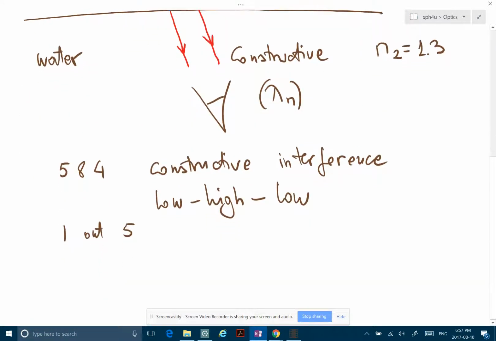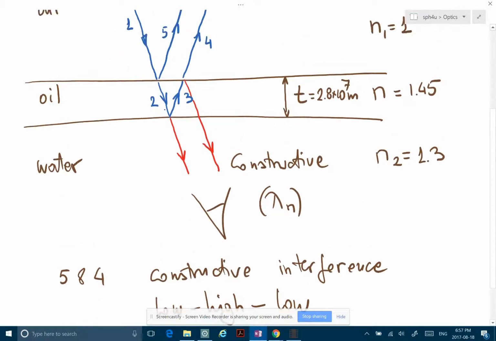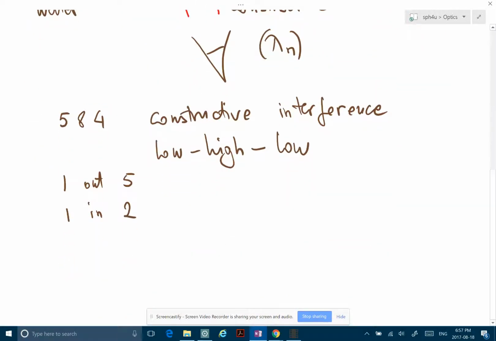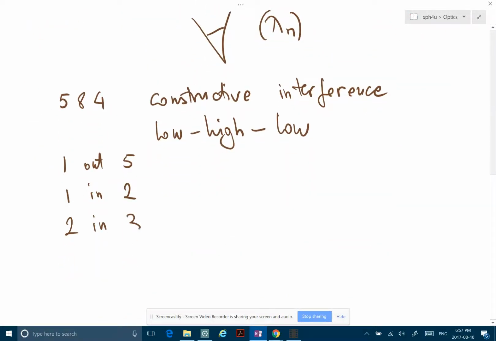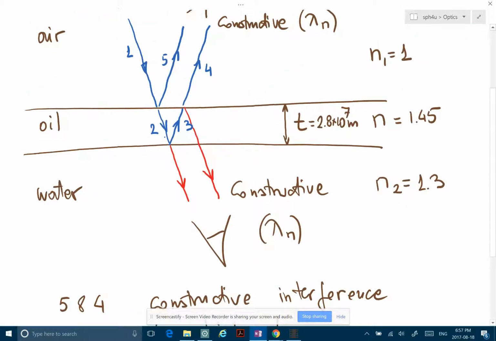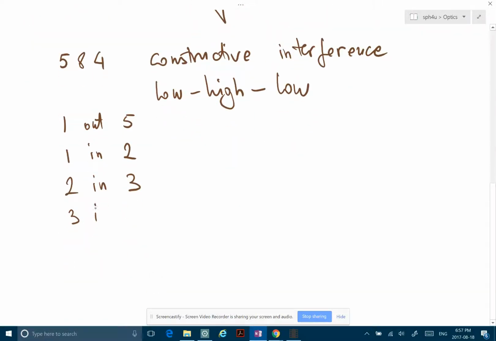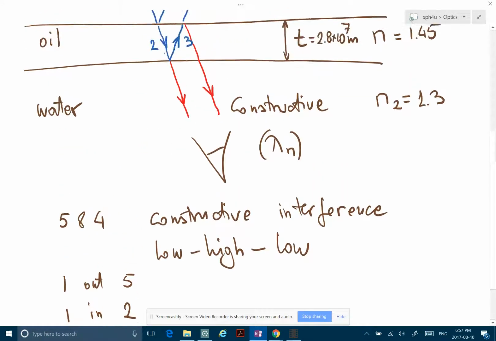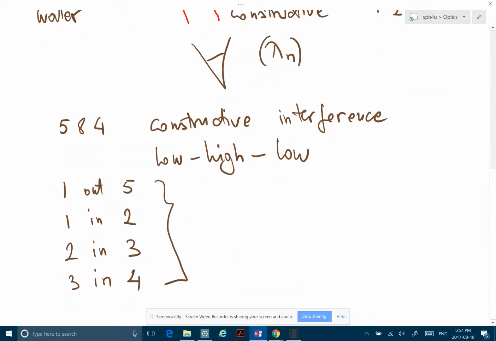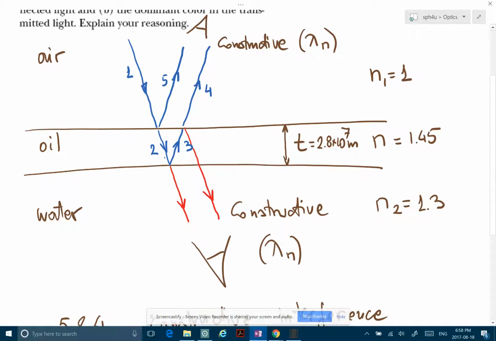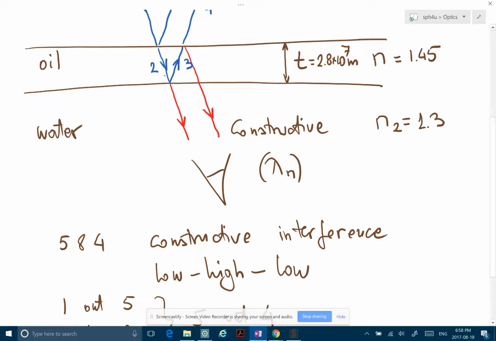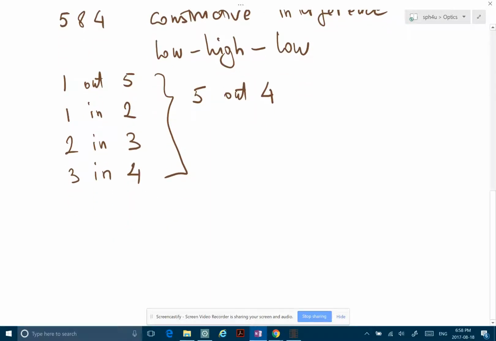The 1 and 2, of course, are in phase. Now the 2 and the 3, since it's going from high to low, are in phase. So 2 is in with 3, and 3 is in with 4. So if you compare all of them, you realize that 5 is out of phase with 4. These two rays are out of phase with each other. In order to have constructive interference, we have to correct that out of phase by half a wavelength.